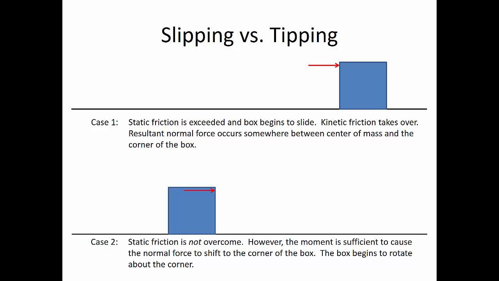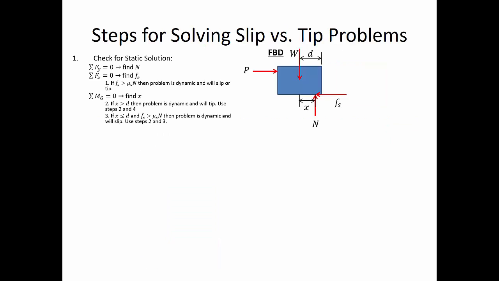So how do we decide which case we're dealing with, and how do we solve these types of problems? Let's look at some common steps that we can take to solve this type of problem. The first thing that we want to do is check for a static solution. So we're going to write our equations, summing the forces in the x and in the y, and the moments about the center of gravity, and set them equal to 0.